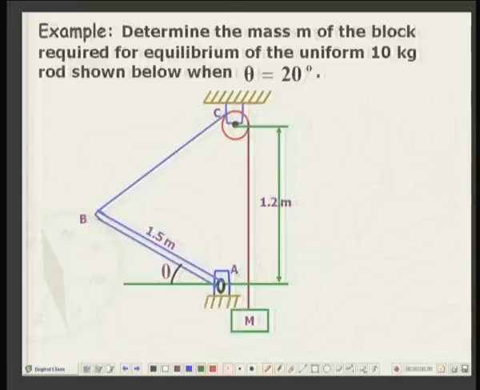One end of the rod is pinned over here and the other end is attached to an inextensible string which goes over a pulley and carries a mass m. For a given value of theta, that is 20 degrees, what is the value of mass which is required to maintain the system in equilibrium? That is, the system should be at rest, it does not go up or down.